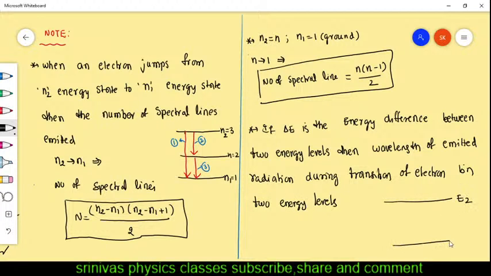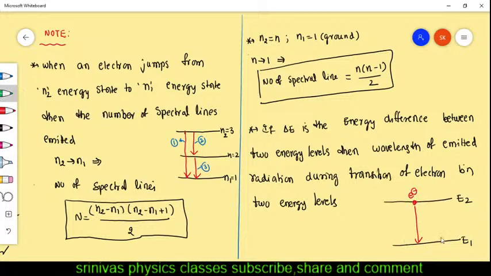This is the other energy state. Energy state means orbit only. This is, for example, some orbit. All the electrons in a particular orbit have the same energy. Now what is happening here: the electron jumps from a higher energy state to a lower energy state. When the electron jumps from E2 to E1, then energy releases.